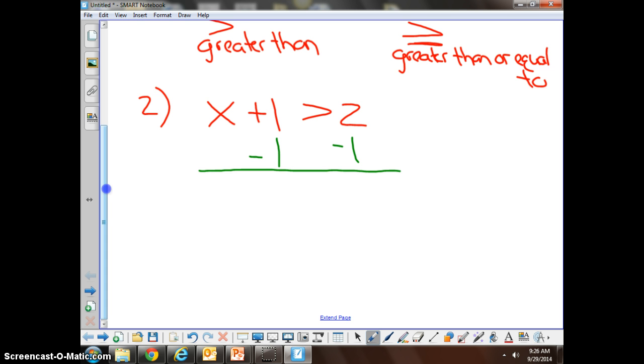In this case, it would be subtract 1. As you notice, I'm lining everything up. Plus 1 and minus 1 cancel each other out, and we're left with an x. We are going to keep our greater than sign, and 2 minus 1 is 1. Our final answer is x is greater than 1.